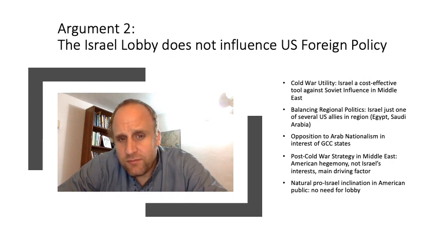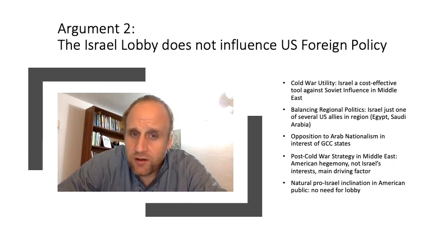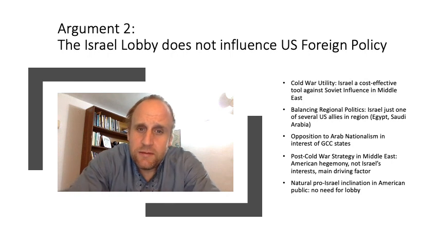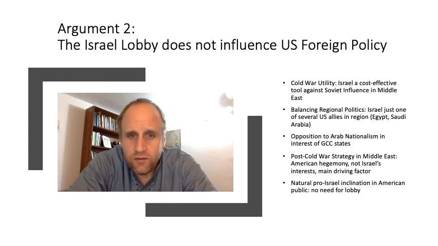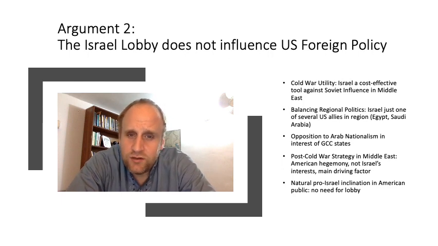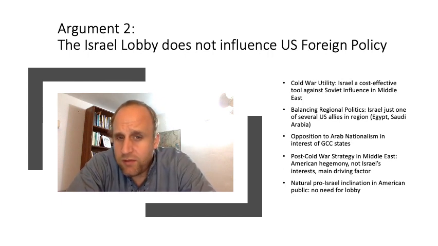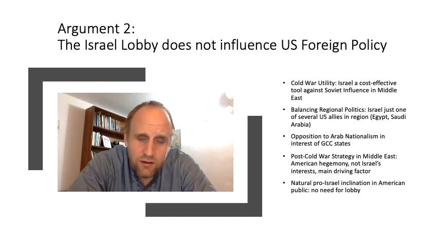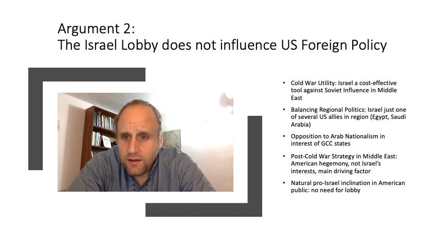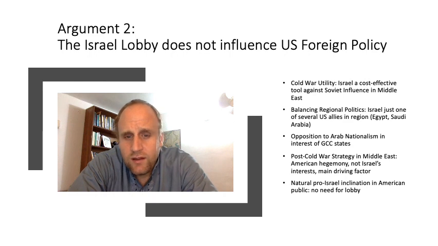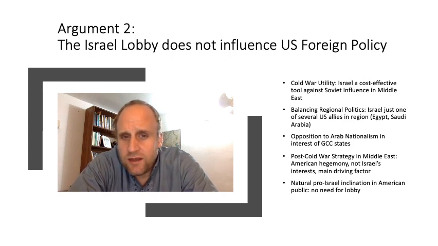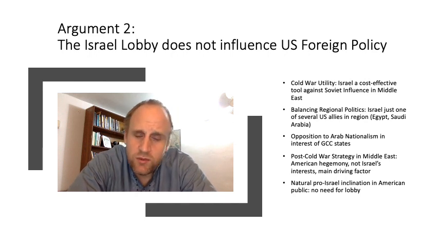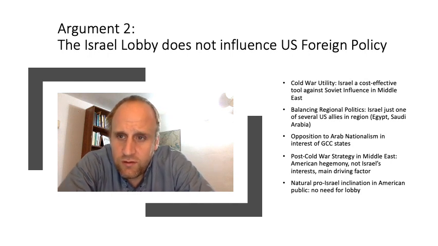In this sense, there's a couple of arguments. Okay, fine, America supported Israel, but Israel was a cost-effective tool to try to counter Soviet influence in the region. So the Soviets had developed relationships with Arab nationalists, the Ba'ath Party in particular, Nasser in Egypt, and in Syria and Iraq as well. And so by supporting Israel, America was actually getting more for its money. It was giving military aid to Israel, and Israel was defeating these other countries in conflicts.